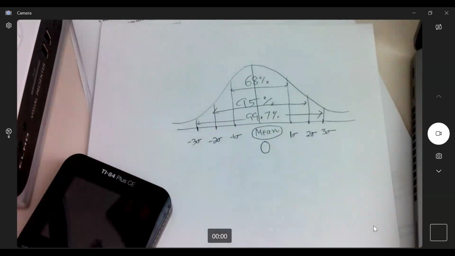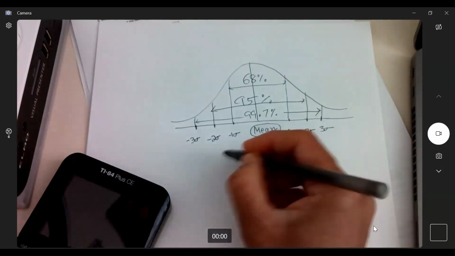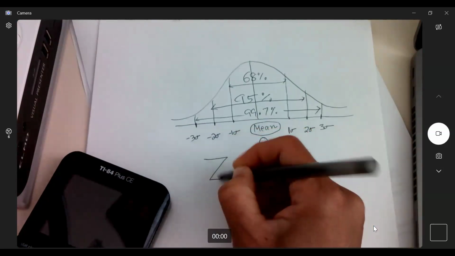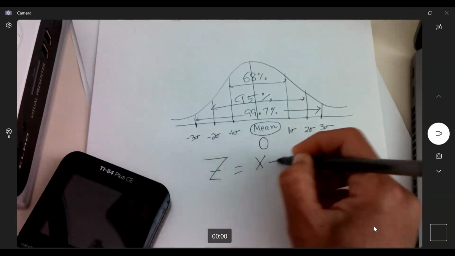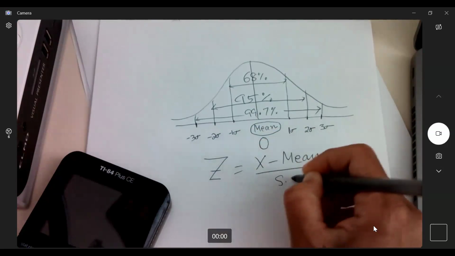Now, we're going to be using that. We're going to be converting the given numbers to the Z-score each time. So when we convert to find the Z-score, the formula will be X minus the mean, divided by SD, standard deviation.